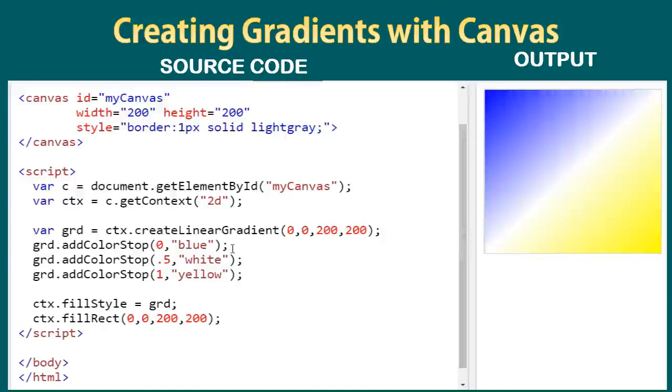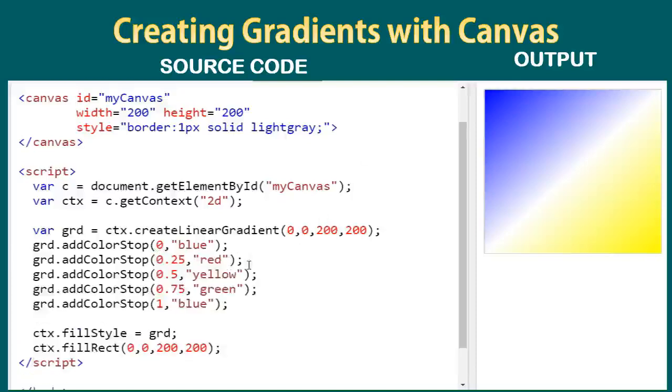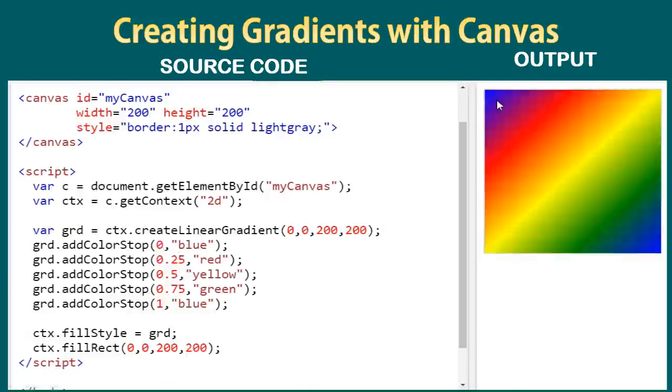We can add a few more colors in the in-between stops. Now I will add and show you. So here I have added a few more colors: 0, 25%, 50%, 75%, and 100%. And now let us see how the output is. So we can see many colors. It's starting from blue and ending with blue.